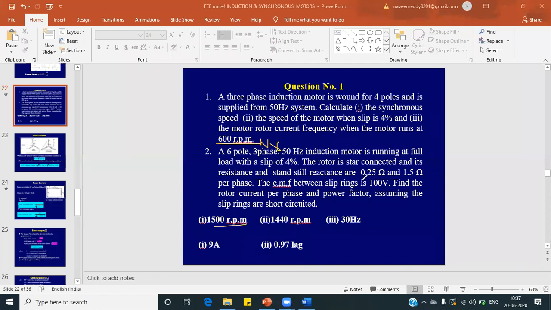Now calculate slip first. What is the slip? Ns minus nr. Ns is 1500, nr is 600. The difference is 900. So the slip is ns minus nr by ns, that is the slip formula, so 900 by 1500. If you cancel the two zeros in both the numerator and denominator, that is 9 by 15, three threes are nine, three fives are fifteen. So the slip value is s equal to 3 by 5.